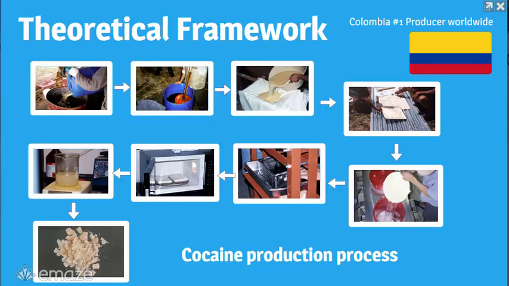Step 5 is when cocaine base is dissolved in a solvent, often ethyl acetate, acetone, or ether, and then heated in a hot water bath called a baño María. Another solvent, methyl ethyl ketone, is added to the boiling liquid along with concentrated hydrochloric acid, which results in the crystallization of cocaine hydrochloride.